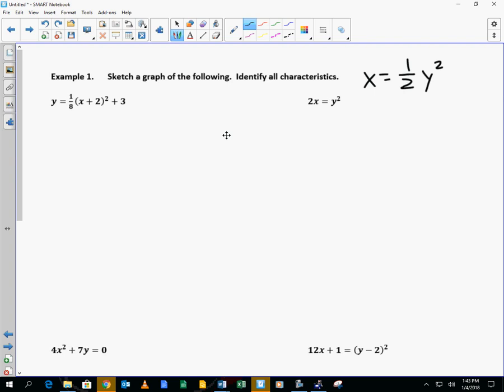Let's list our features. We have the direction. We have the vertex. We have the axis of symmetry. We have the focus. We have the directrix. And we have the length of the latus rectum.